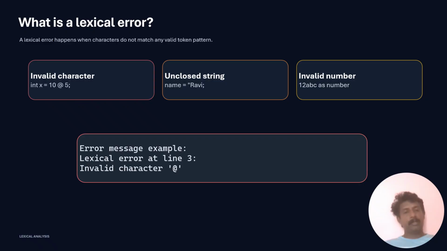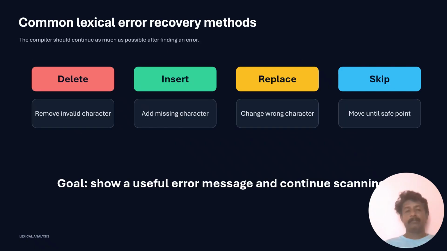Okay. Now let us discuss lexical errors. Lexical errors happen when the analyzer cannot match the input with any valid pattern. For example, an unexpected symbol may be invalid, right? A string that starts with double quotes but does not close it is called an unclosed string. Badly written numbers can also cause an error. So compilers should show the line number and the wrong characters or words. This helps the programmers find and correct the mistakes easily.